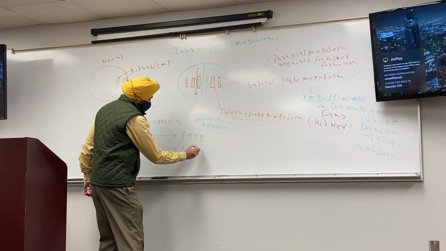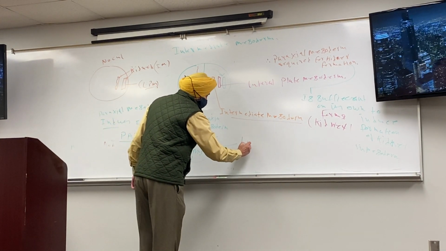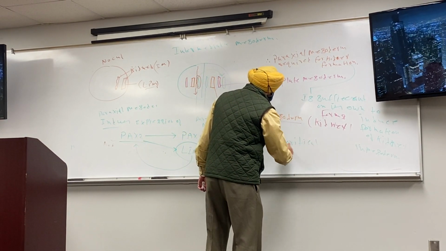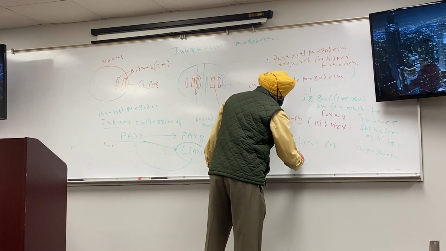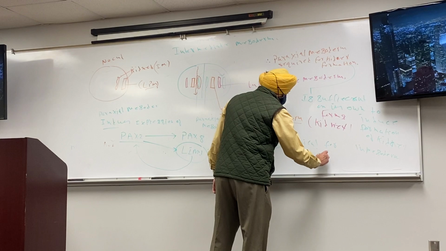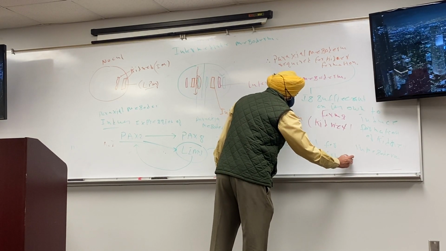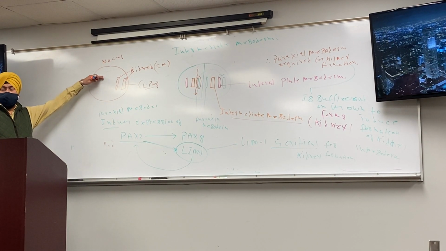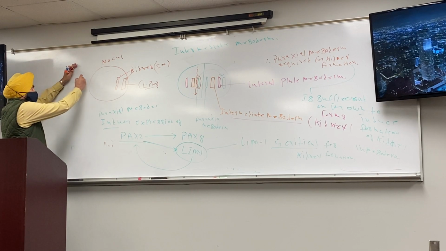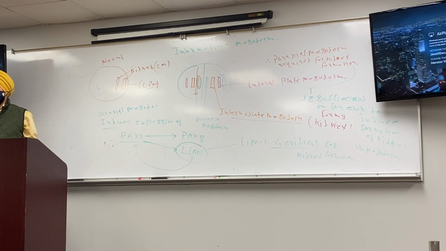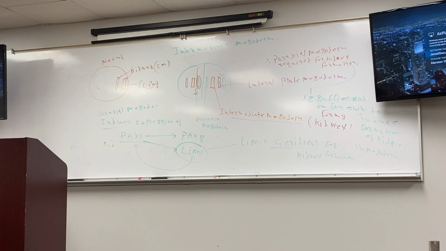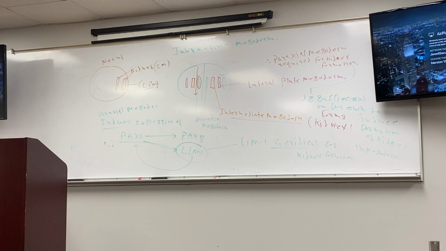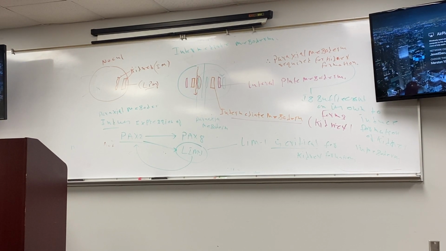And LIM1 is critical for kidney formation. So if you inject LIM1 anywhere, say, take the LIM1, inject on this side, you can get extra kidney. So the number of kidneys can increase or decrease based on the LIM1 expression. Knock down LIM1, no kidney. Overexpress LIM1, you can have multiple kidneys. So what are we saying?